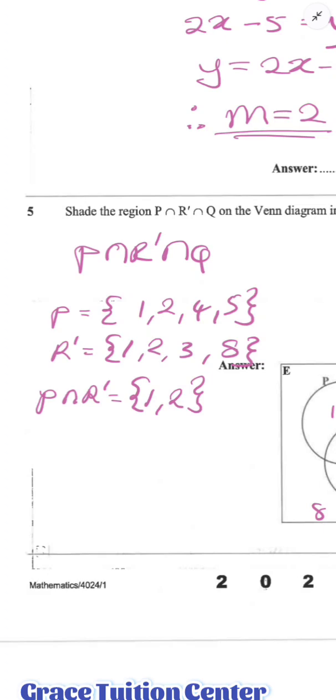Now the next part says we need to use P intersection R complement, which is this one, where it intersects with what?